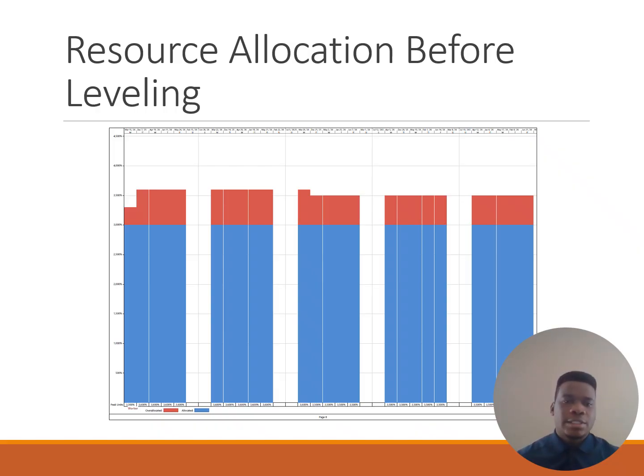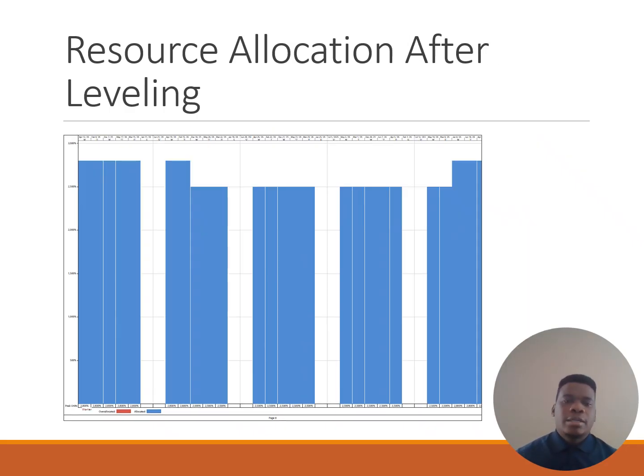As we can see, this chart shows resource usage before leveling. We set a limit of 30 workers, but as shown in the red portions, several time periods exceed the maximum resource availability. This indicates overallocation, meaning workers are scheduled for more labor than the limit permits, requiring schedule adjustments.